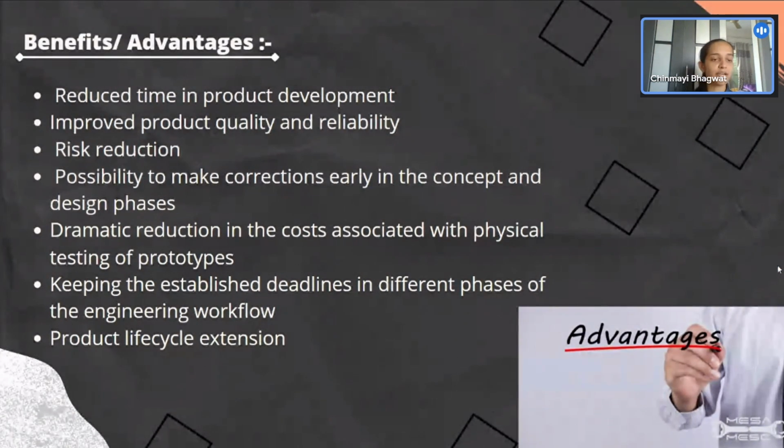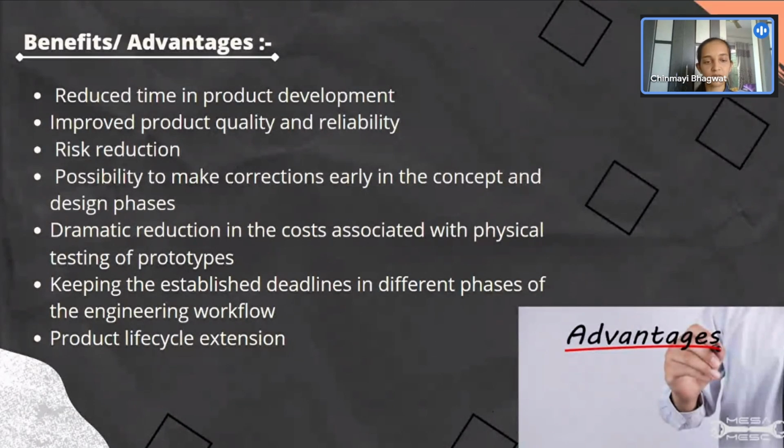Okay, so benefits and advantages. Basically, in the past, by the conventional methods, we created a whole setup which consists of all the materials, and which consumes very much time to design the final product after very many attempts. So by this software, there is a reduction in time in product development. There is also a risk reduction, as we can predict by the softwares prior to designing. There is improved product quality and reliability, which will be discussed in the CAM session. And there is the possibility to make corrections early in the concept and design phases.